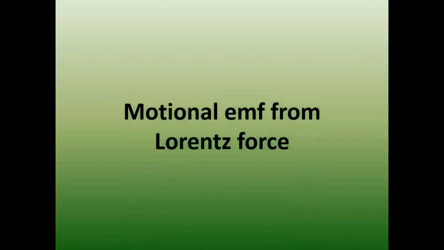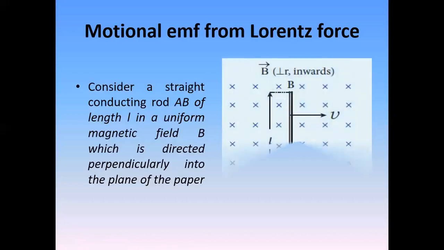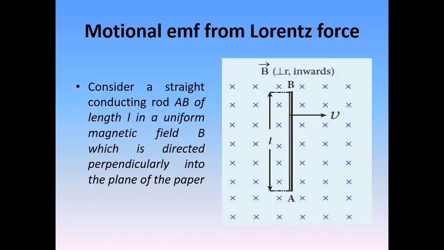Motional EMF from Lorentz force. So to find out the motional EMF from Lorentz force, we have to consider a straight conducting rod. Here this is a straight conducting rod with length L, and it is placed in a uniform magnetic field.